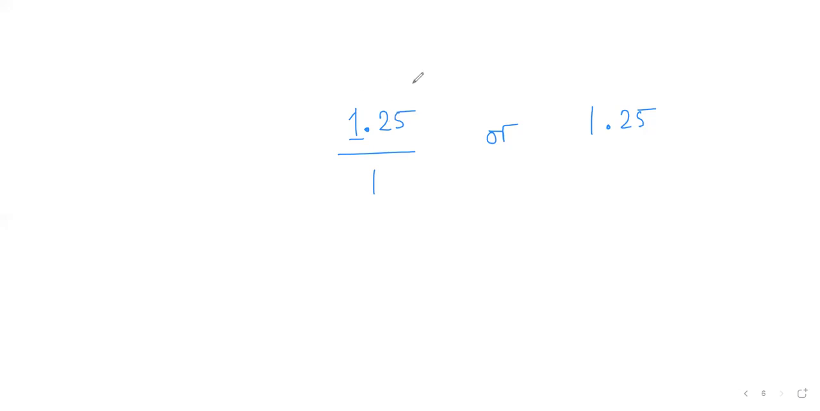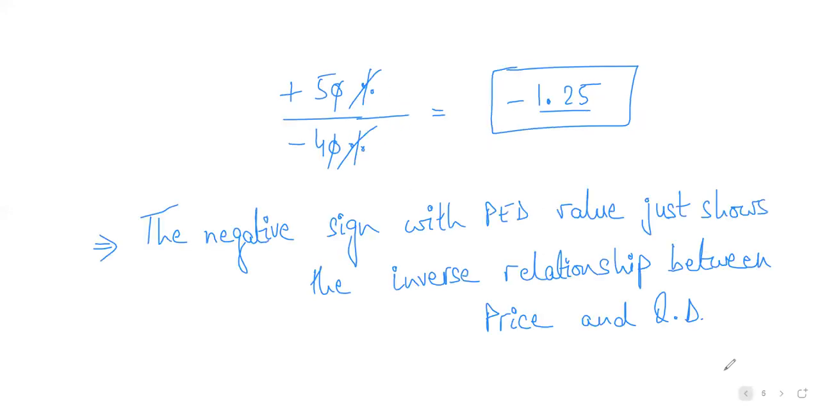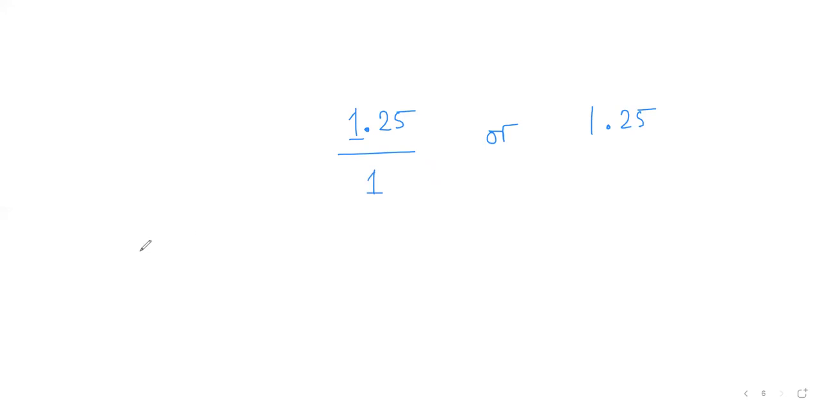But why have I written this PED value like this? Because to tell you that, let's assume that there is price in the denominator. As per the formula, we know there was price in the denominator. So for 1% change in price, there is 1.25% change in demand. Yes or no? Right? So what it technically tells you is that change in demand is more than proportionate, right?